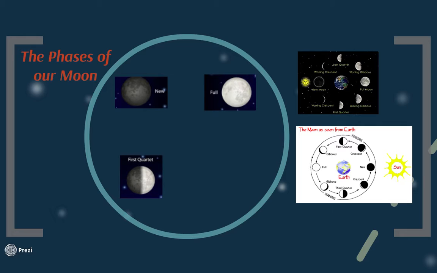The quarter moons, the first and the third, only half of the moon can be seen. The first quarter, the right side, and the third, the left. The moon is at a 90-degree angle with respect to the earth and sun, so we are seeing exactly half of the moon illuminated and half in the shadow.